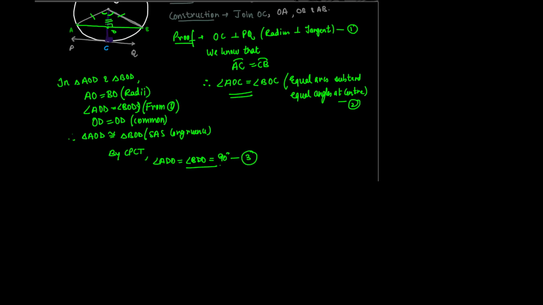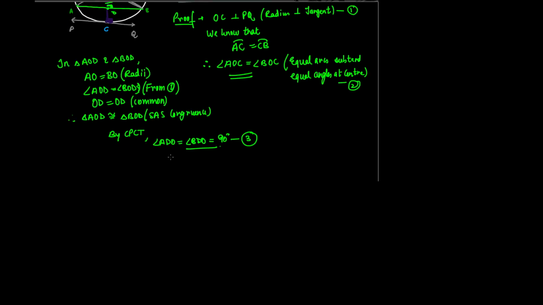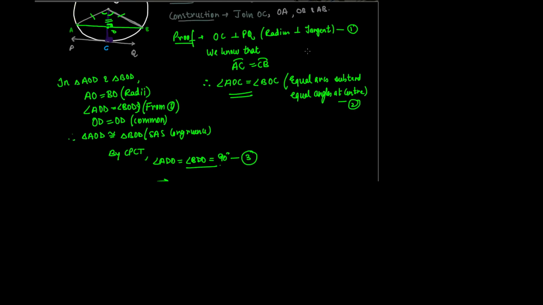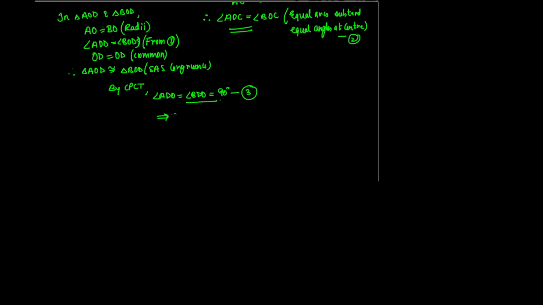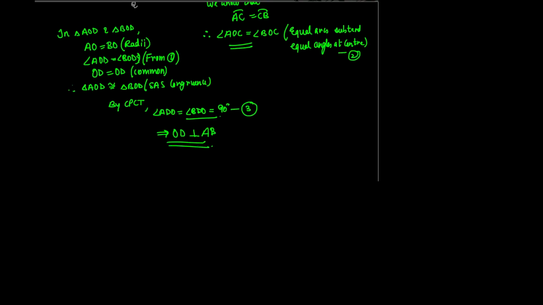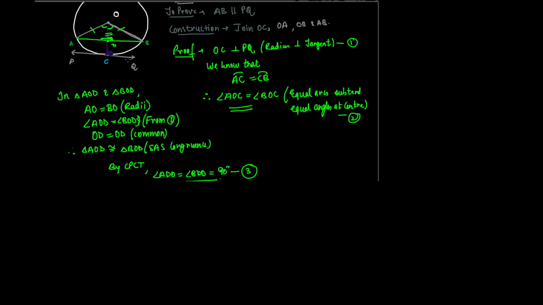Now, this angle is 90. They are saying OC perpendicular to PQ. So, therefore, if ADO equal to BDO equal to 90, this implies that if these two angles are 90, can I say OD is perpendicular to AB? OD is perpendicular to AB, right? You can say that directly. OD is going to be perpendicular to AB because both angles are 90.